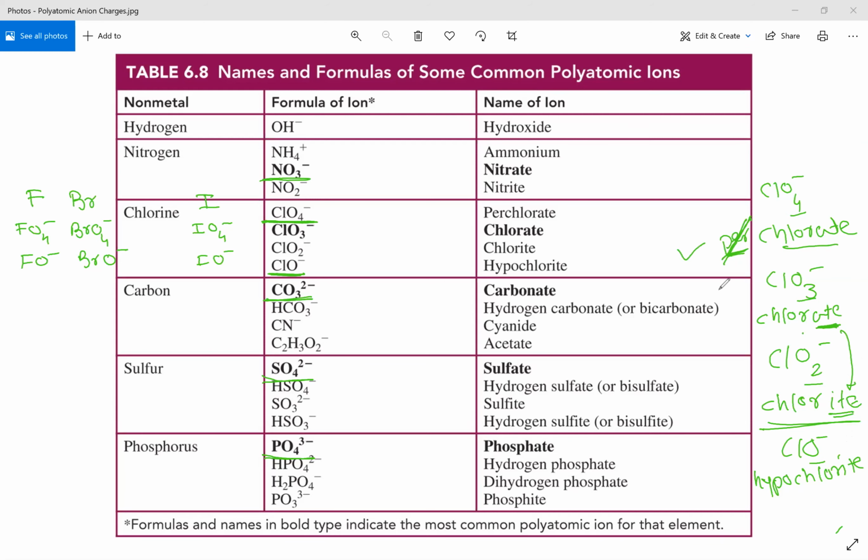So the first one and the last one, we use a prefix. For the second and the third one, we change the suffix.